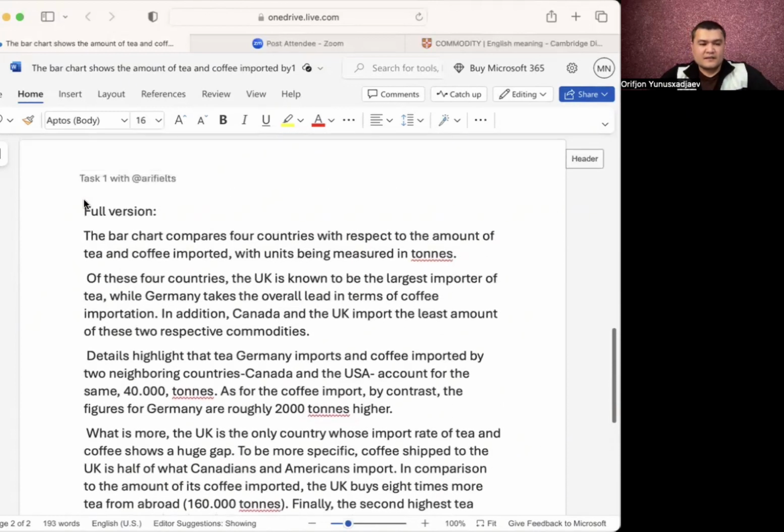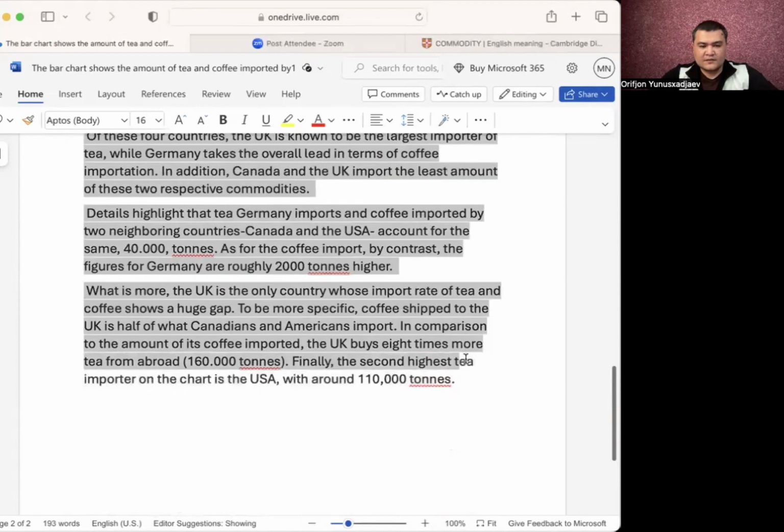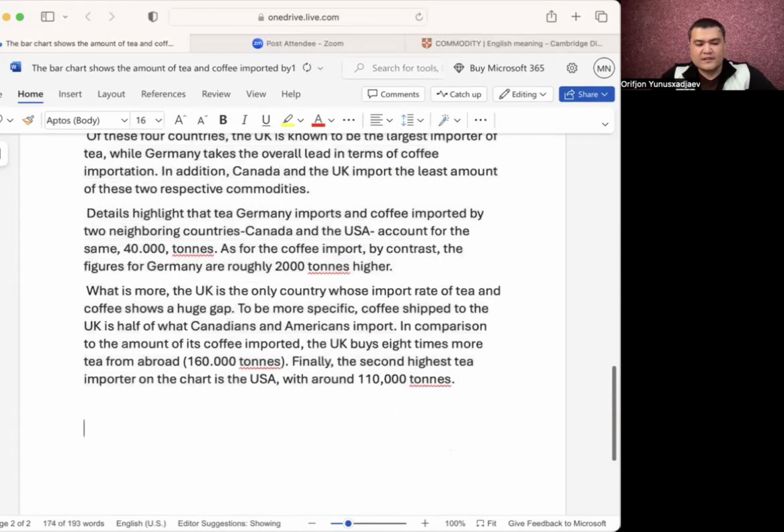All right. So now let's recount the number of words. Okay, it's 174 words. 174 words, not bad.